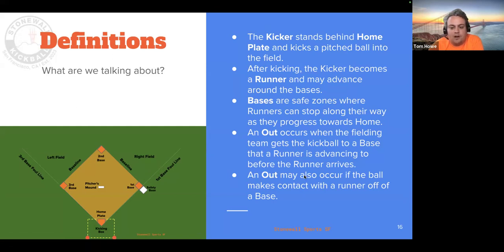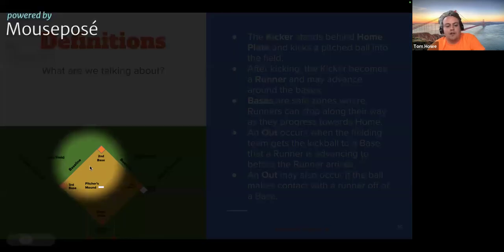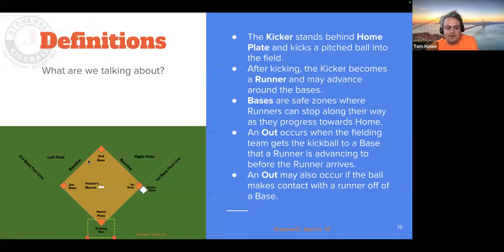An out may also occur if the ball makes contact with a runner off the base. So say, for example, if I'm running from second base to third base, and maybe there's a ball that's kicked right here to about the shortstop. So maybe the ball's right here. The shortstop can pick up the ball and tag the runner with the ball. They can throw it at the runner too. Just don't hit them in the head, because then they will be safe. But that would also classify as an out.